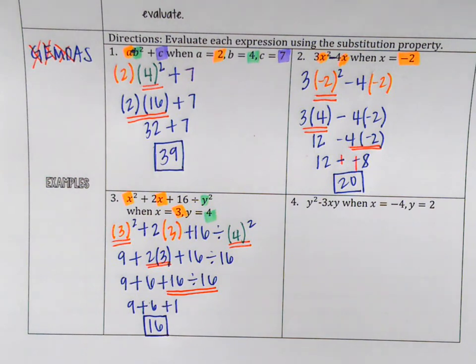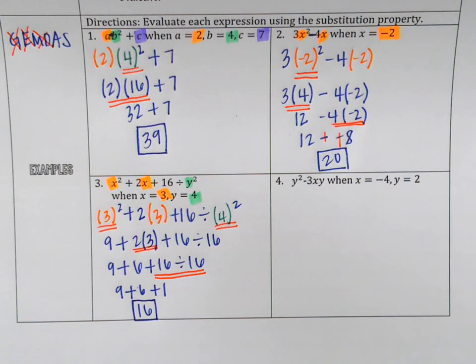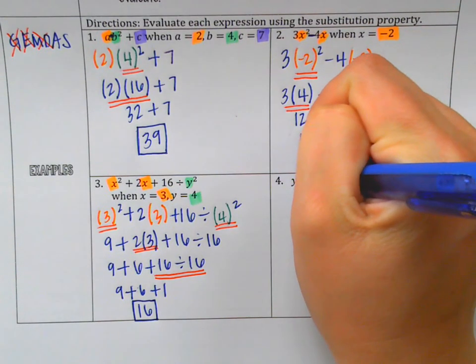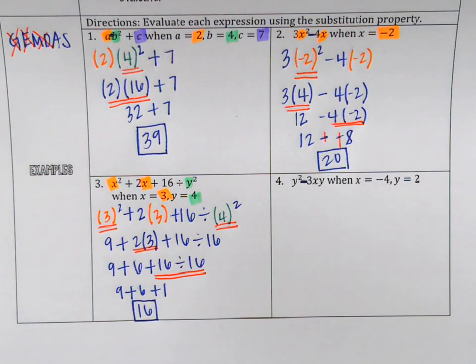Okay, so again, remember, if you guys have any questions throughout this, please make sure you are writing them down, jotting those notes down, and then you come back and ask me questions. Okay, let's try 4. So 4 says y squared minus 3xy when x equals -4, y equals -2. So what I want you guys to do is first just substitute your values in. So try to substitute those values in on your own.